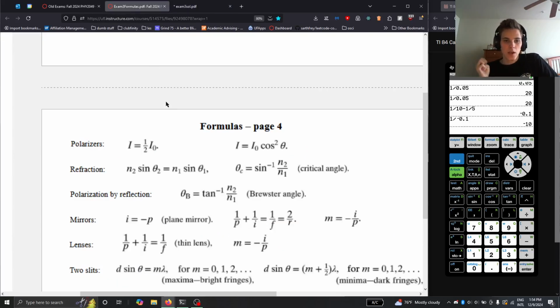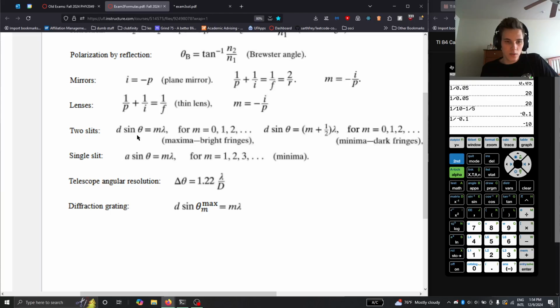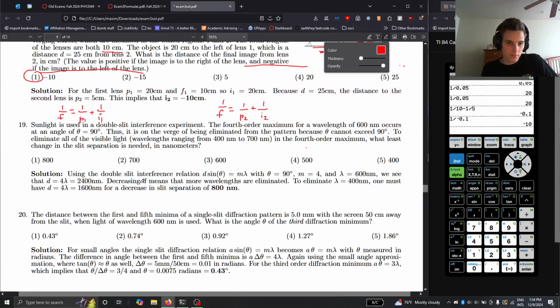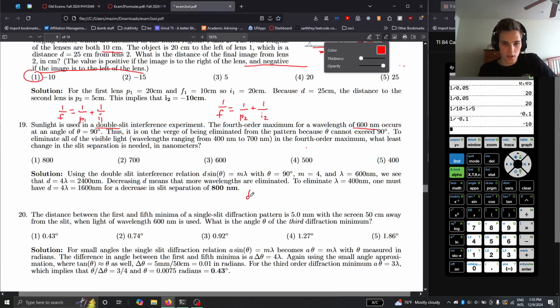Okay, double slit interference. This I think is also fairly easy. Just know what the variables in the formula are. Like for this double slit, what is D? What is A? They're not terribly complicated. So double slit. We have a 600 nanometer wavelength where the fourth order maximum, where m is 4, occurs at an angle of 90 degrees. So sine of theta is 1. So what we get is d sine theta is equal to m wavelength.